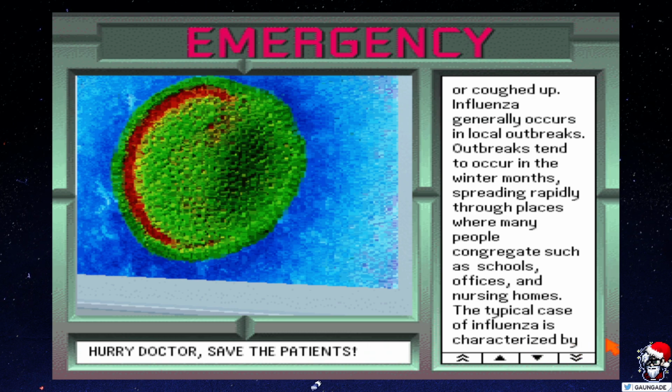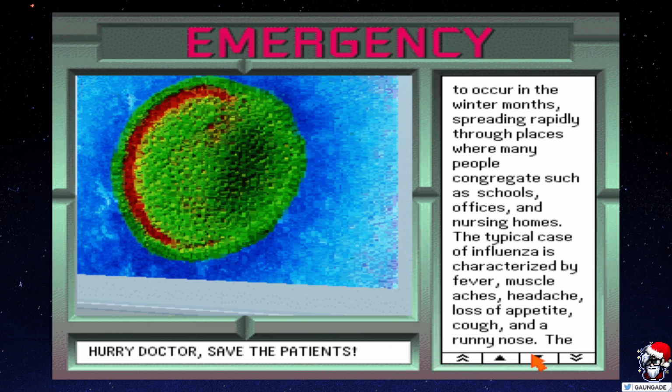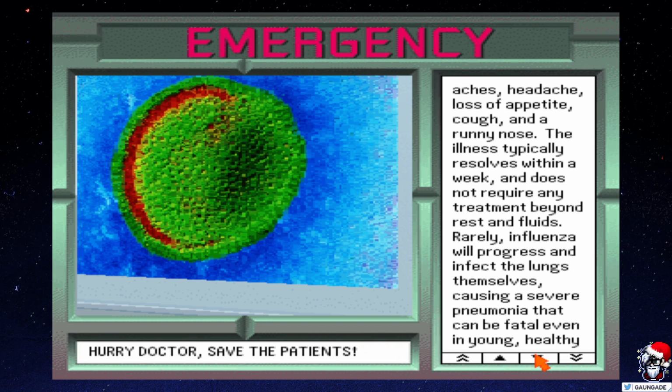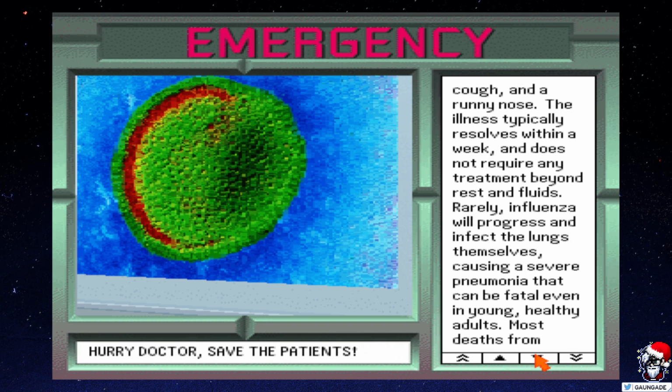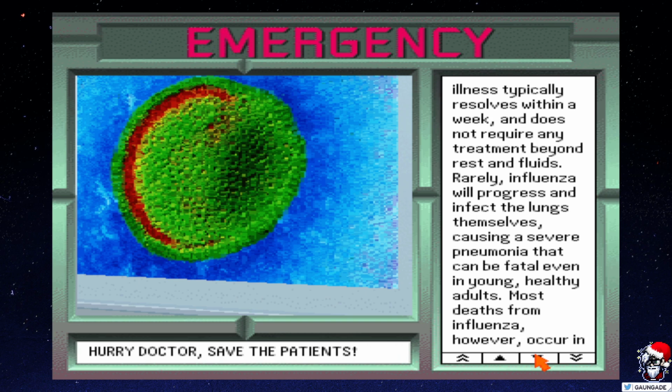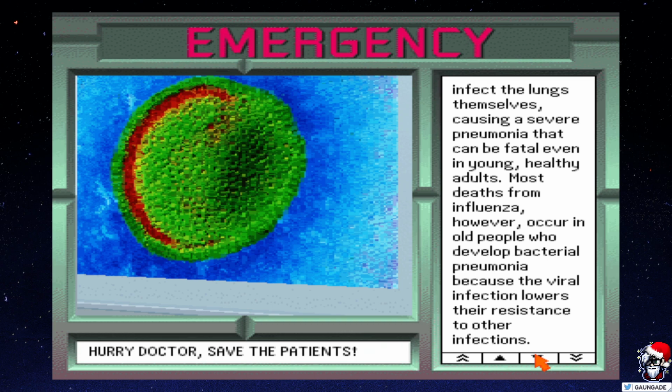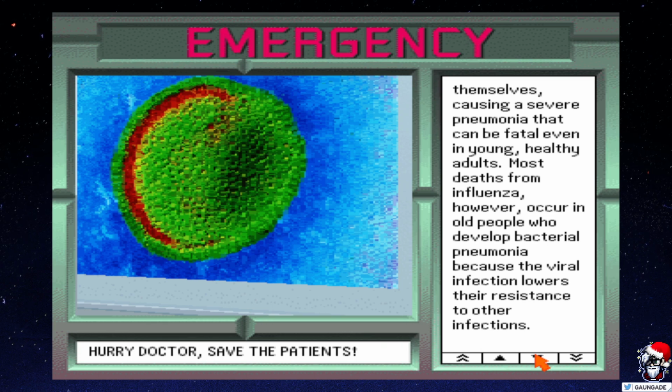Outbreaks tend to occur in the winter months, spreading rapidly through places where many people congregate, such as schools, offices, and nursing homes. The typical case of influenza is characterized by fever, muscle aches, headache, loss of appetite, cough, and a runny nose. The illness typically resolves within a week and does not require any treatment beyond rest and fluids. Rarely, influenza will progress and infect the lungs themselves, causing a severe pneumonia that can be fatal even in young, healthy adults. Most deaths from influenza, however, occur in old people who develop bacterial pneumonia because the viral infection lowers their resistance to other infections.